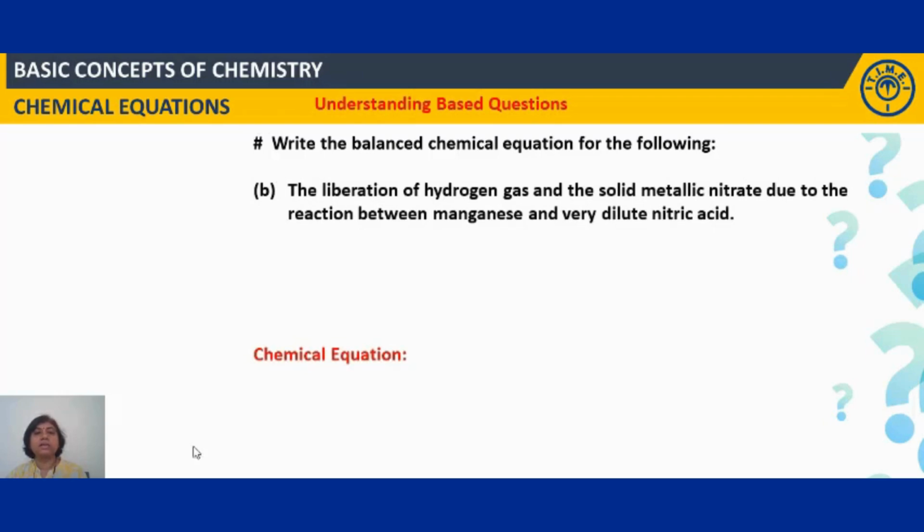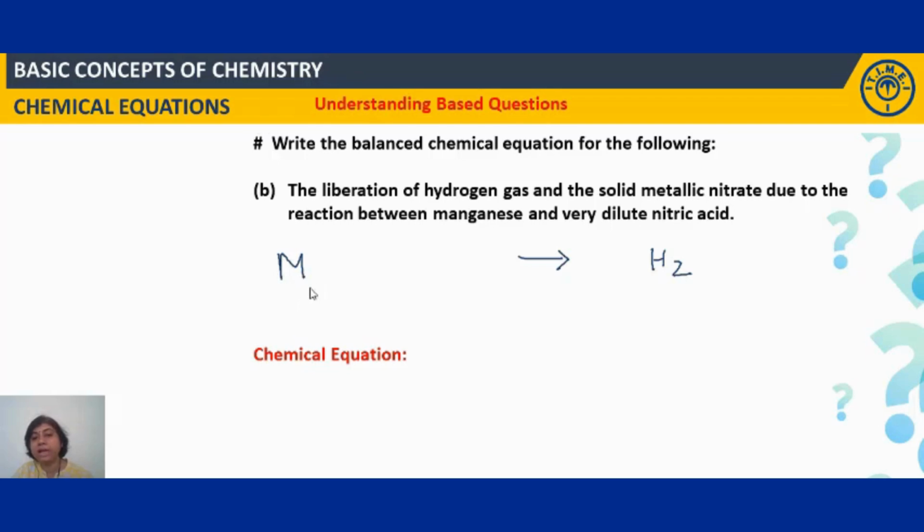Okay. So the liberation of hydrogen gas and the solid metallic nitrate due to the reaction between manganese and very dilute nitric acid. Let us work out. Then we will see the solution. So liberation of hydrogen gas, that means hydrogen gas is there in the product side. And reactant, what are the reactants? Reaction between manganese and very dilute nitric acid.